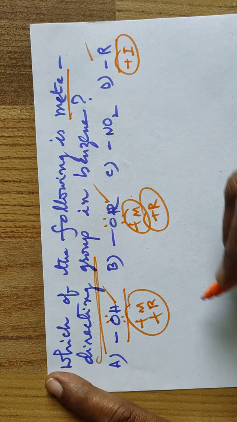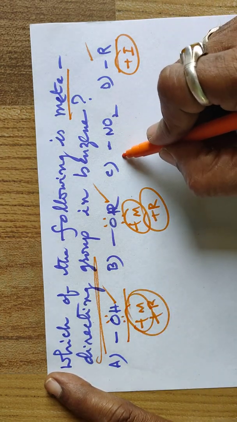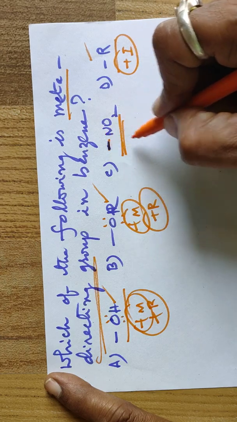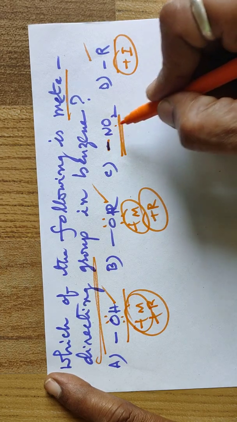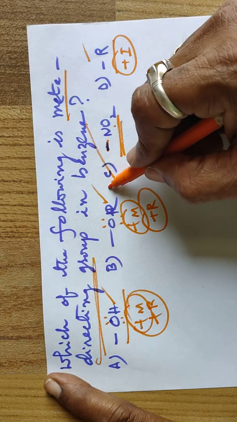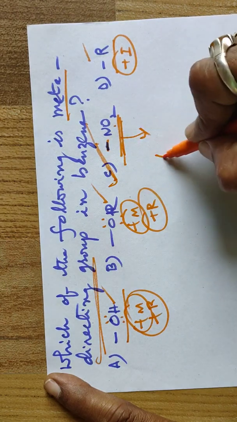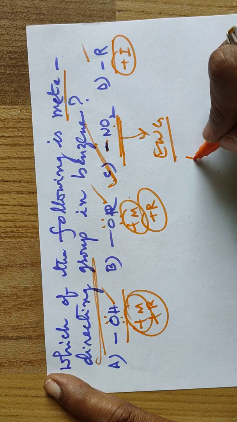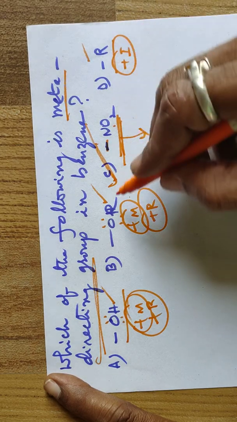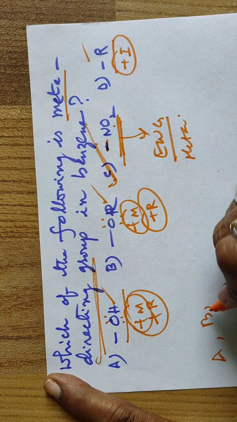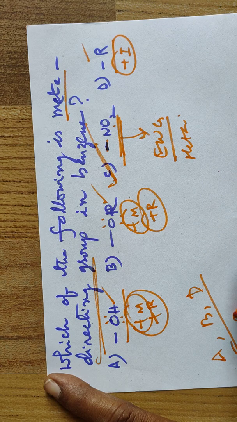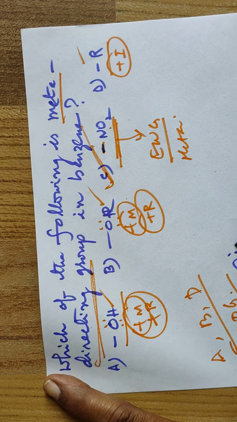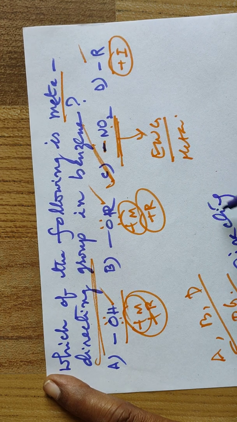Now this is the NO2 group and it is withdrawing electrons from the benzene ring, so it is an electron withdrawing group, and an electron withdrawing group is meta directing. The remaining three, A, B and D, are electron donating groups, and they are ortho, para directing groups. This you have to practice. Okay, good luck, dear students.